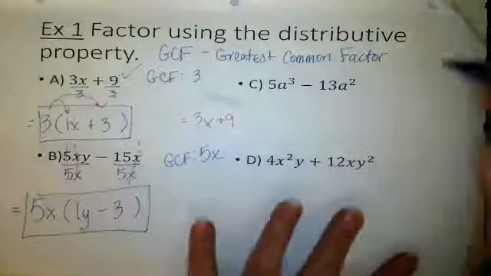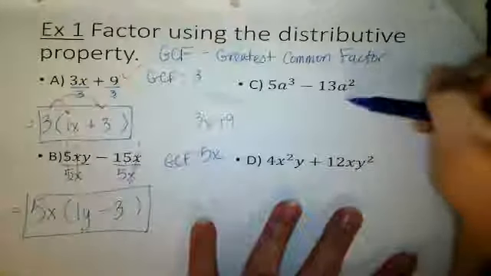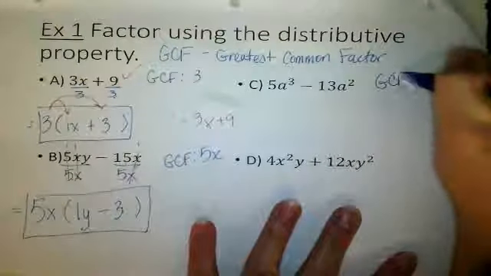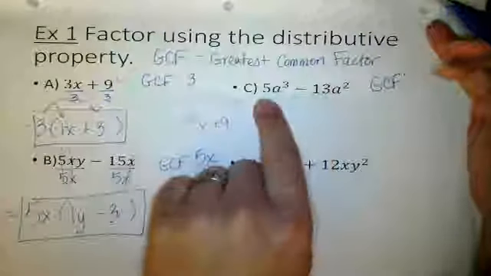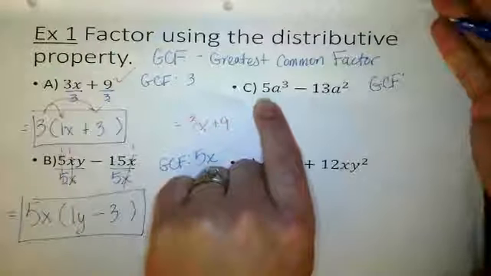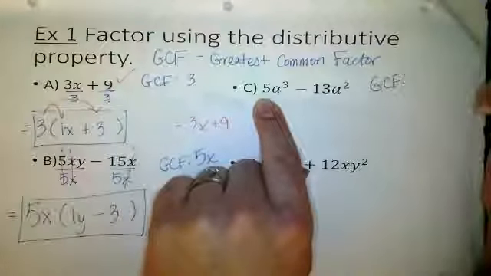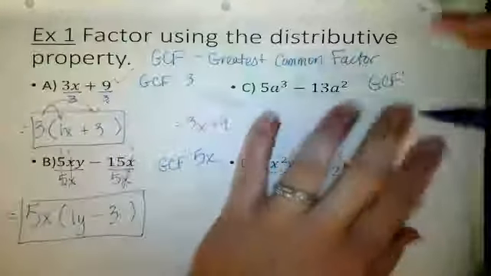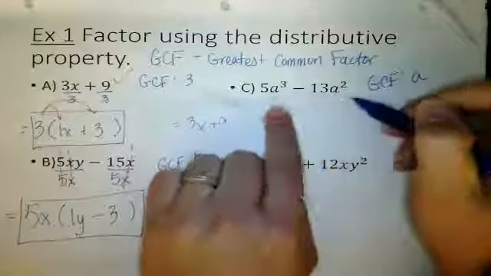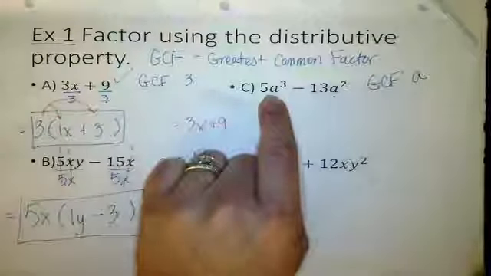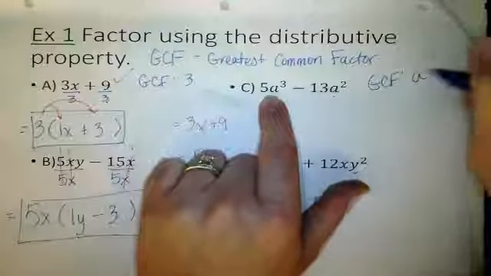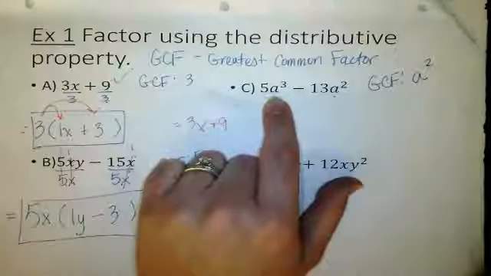Okay. 5a cubed minus 13a squared. We want to find the greatest common factor. Is there a number we can divide both of them by? Nope, can't. We don't have a number in common that we can divide by. What about letters? A. Here's the tricky part. They each have an A. But how many could we take out? How many do they have in common? A squared in common. Very good.